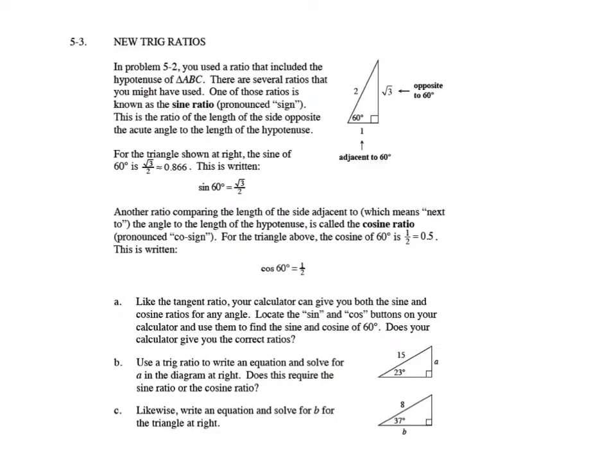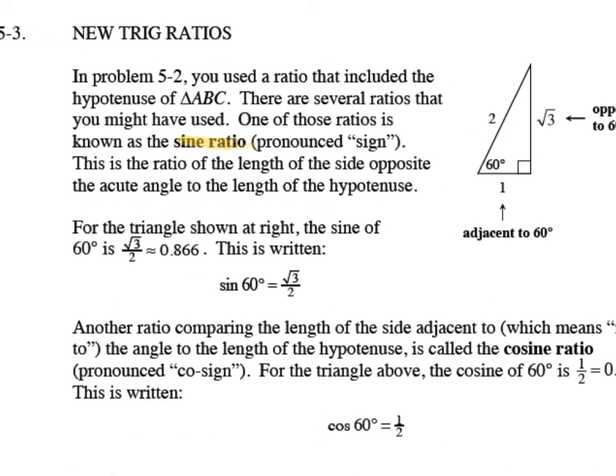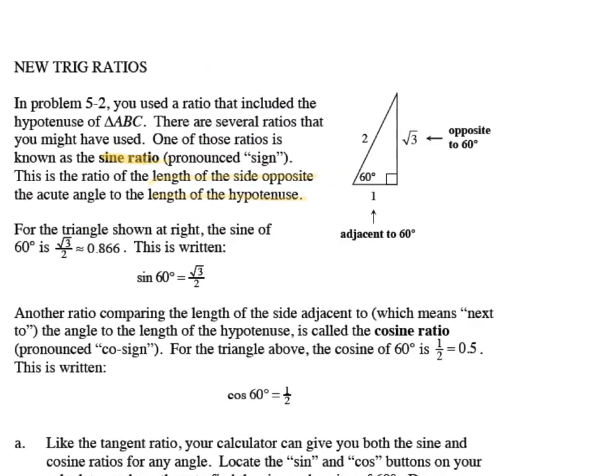So what we just discovered is a new ratio that we are going to ask that you write down, a very important ratio indeed. That ratio that we just discovered is called the sine ratio. It says in problem 5.2 you used a ratio that included the hypotenuse. There are several ratios that you might have used. One of them is the sine ratio, pronounced sine. This is the ratio of the length of the opposite side and the hypotenuse. And so for the triangle shown at the right, the sine of this 60-degree angle is the ratio of the opposite side length divided by the hypotenuse length.